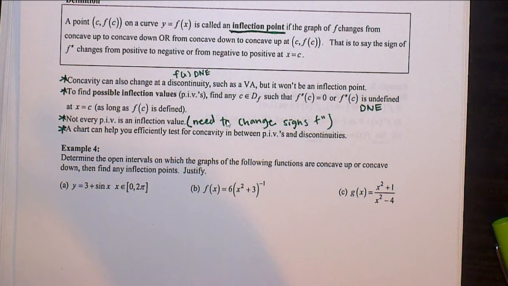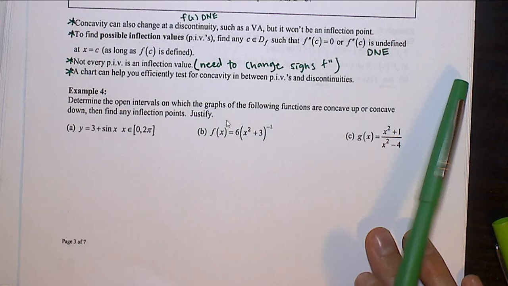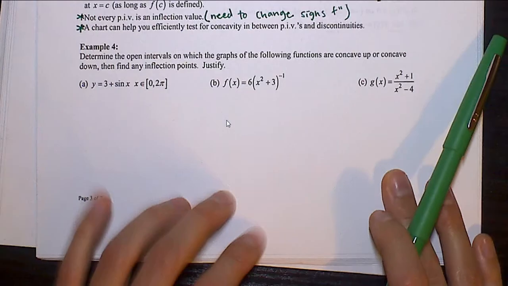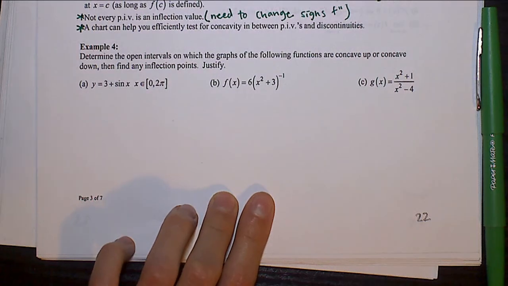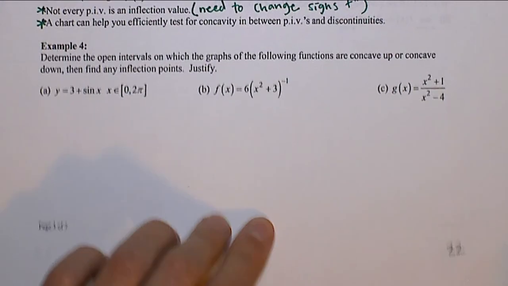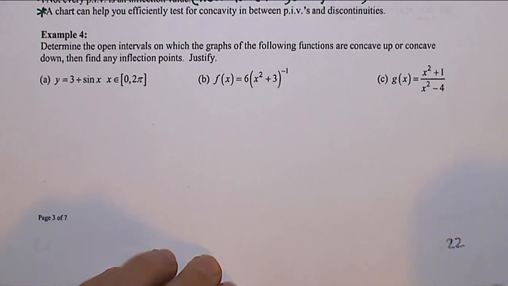Example 4, let's just get to our examples. That's what I really want to do. So it says, determine the open intervals on which the graphs of the following functions are concave up or concave down, then find any inflection points. Justify.